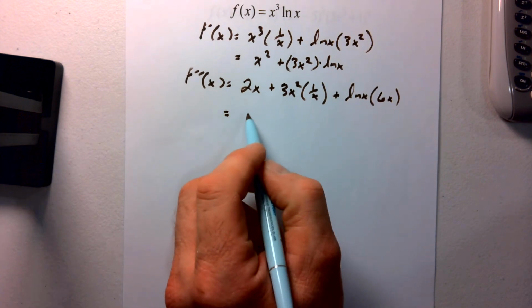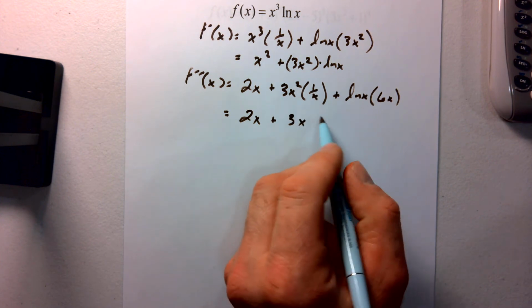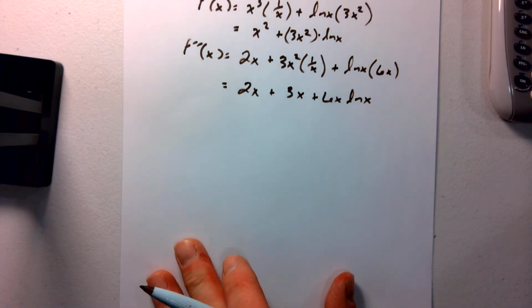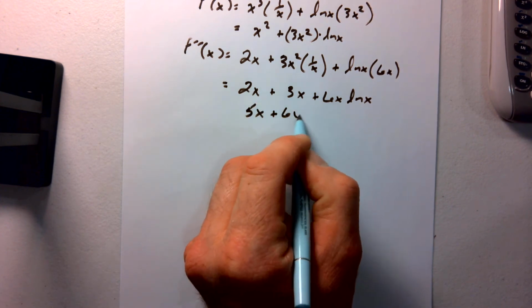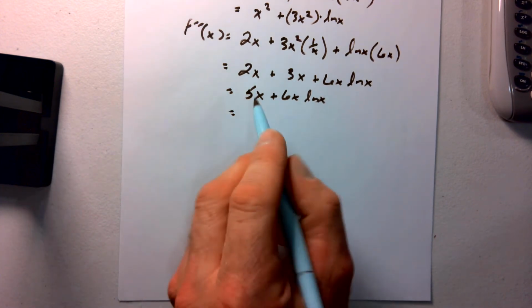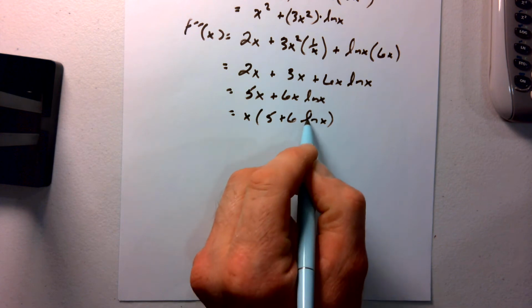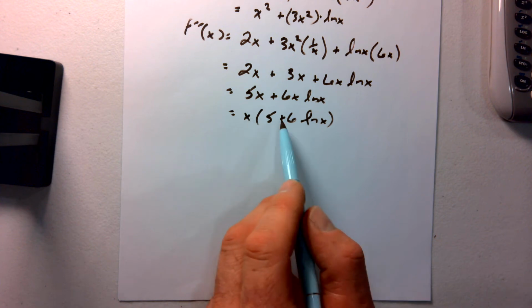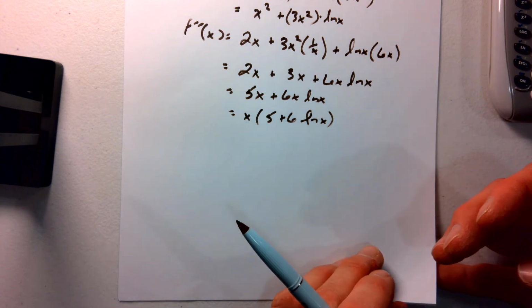We're going to clean this up just a tad bit. We get 2x plus 3x squared times 1 over x is 3x. And then plus, again, I'm going to bring the 6x to the front of my natural log of x. I'm going to combine my 2x and my 3x to get 5x plus 6x natural log of x. And again, we could possibly factor out that x. It's only going to be useful if we go to find our zeros, our critical points, and that such like. So, points of inflection, I guess, for second derivative. So we have x times 5 plus 6 natural logs of x. And that's our second derivative, nice and clean.